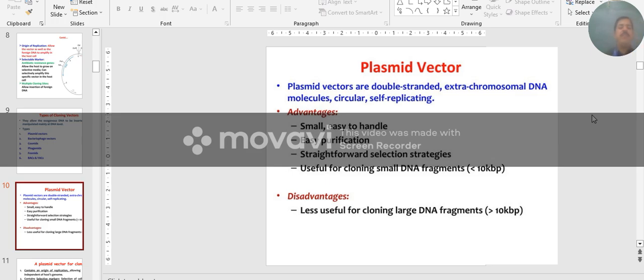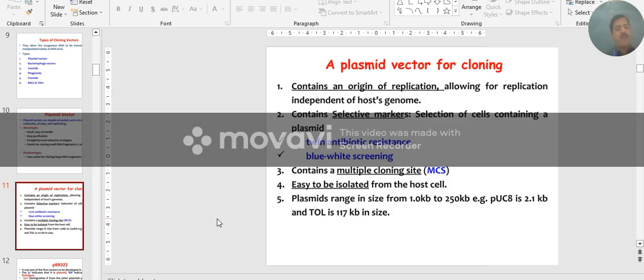First type is the plasmid vector, plasmid based vector. As you all know, plasmids are basically self-replicating double-stranded extrachromosomal DNA molecules which are present in a bacterial cell. The advantages of this plasmid based vector molecule are that they are small, easy to handle, easy to purify, have straightforward selection strategies, and are useful for cloning smaller DNA fragments less than 10 kilobase pairs. Disadvantages: they are less useful for cloning larger DNA fragments, as we discussed under the advantages.